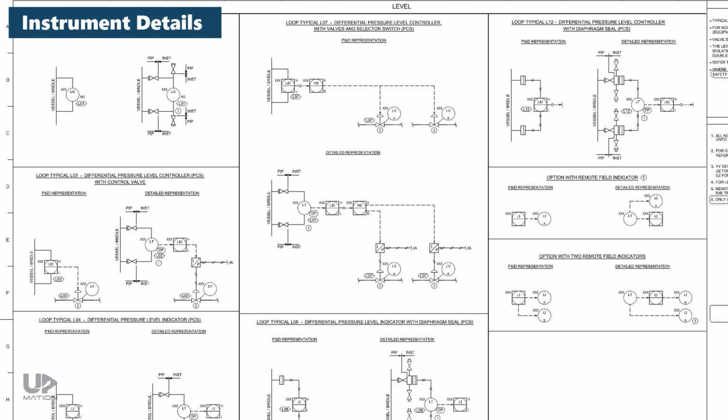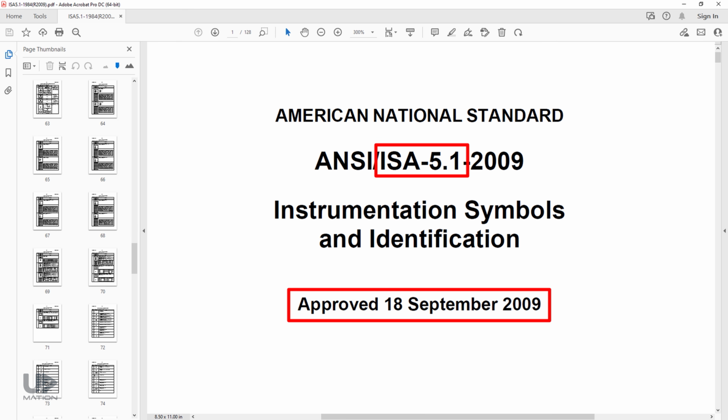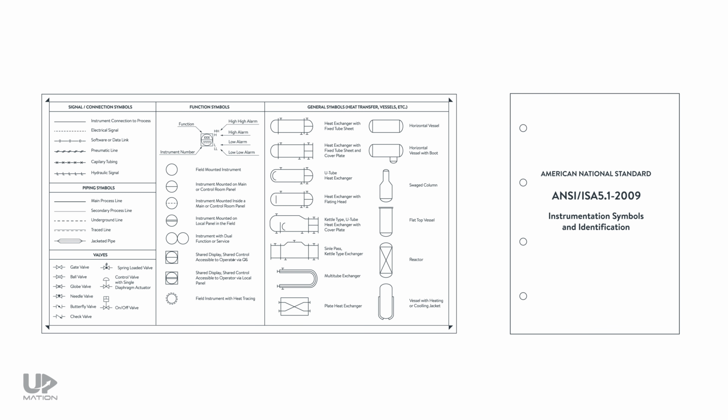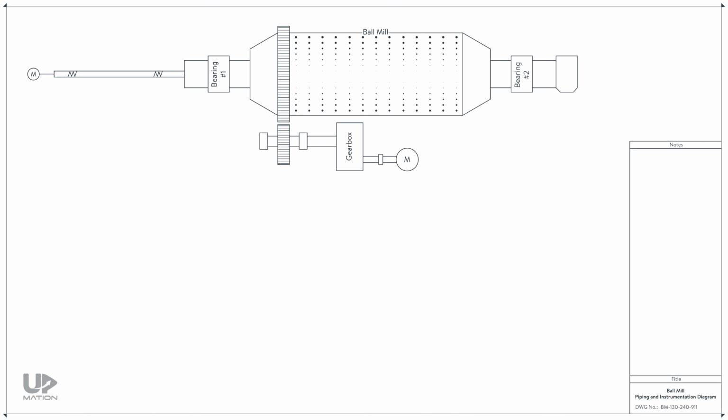Although the fundamentals of these data are mainly derived from a standard document known as ISA 5.1, and its latest revision was released in 2009. So, to interpret a piping and instrumentation diagram, we have two helpful documents: the P&ID's legend and the ISA 5.1 standard. Alright, let's get back to the example.